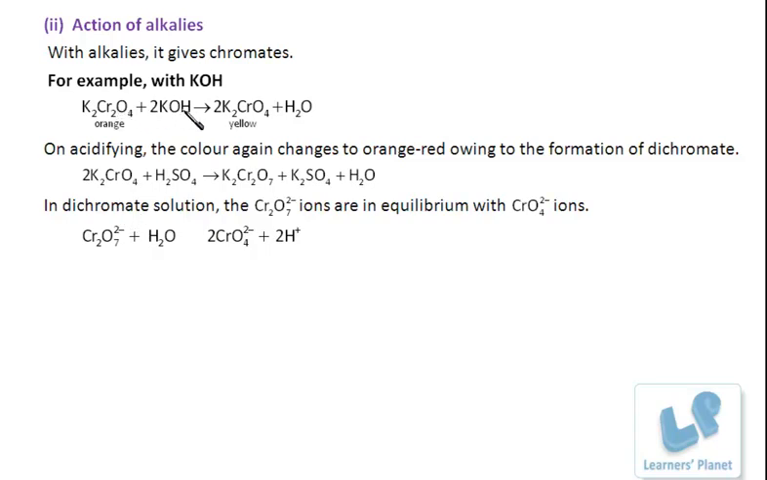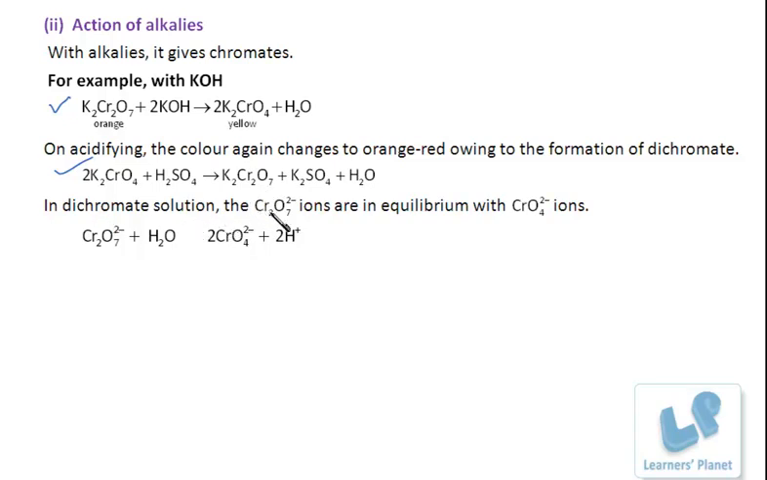With bases, remember these equations, both of them: the decomposition of potassium dichromate and the reaction of potassium dichromate with alkali as well as acid. With alkali, it forms chromate, that is K2CrO4. This potassium dichromate, orange crystals, when treated with alkali, that is KOH, forms a yellow colored solution of potassium chromate. But when this potassium chromate is acidified, it forms potassium dichromate. This reaction we have seen.